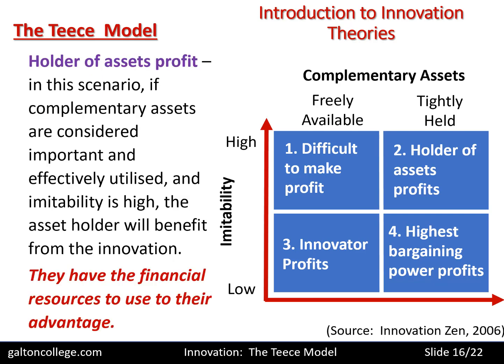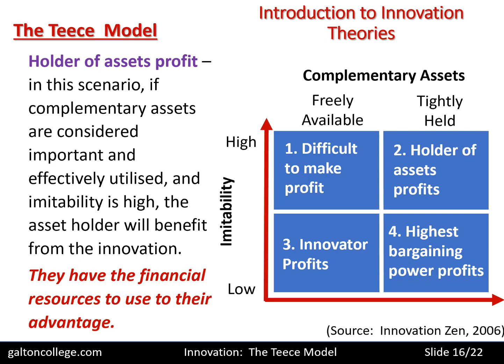Holder of assets profits. This is number 2. If complementary assets are considered important and effectively used, and imitability is high, the asset holder will benefit from the innovation. Well, anyone can copy the product. The product is quite straightforward, and perhaps there are no legal restrictions on copying the product, and technically it looks easy and it is easy to copy.